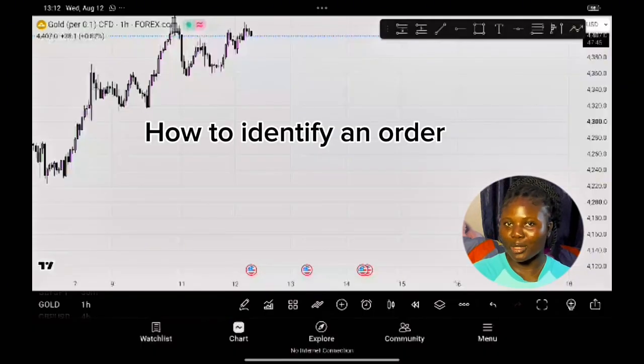So what you're going to be doing is look for ways to buy that market whenever you see an order block. So in this video, I'm going to be showing you how to identify an order block. So stay tuned. Let's dive right into it.